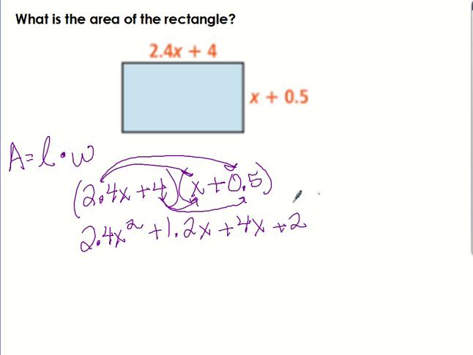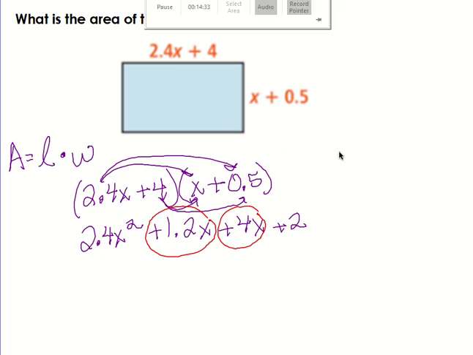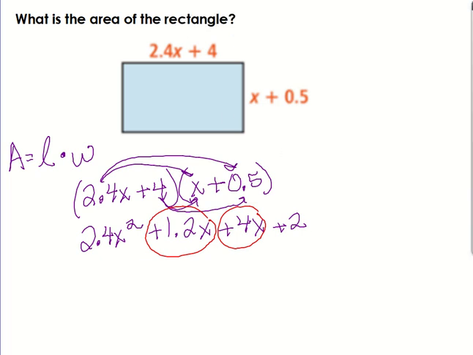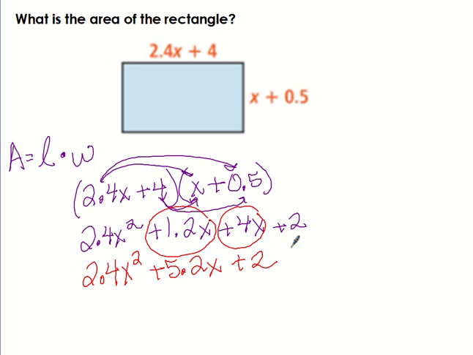And just like everything else, I'm going to get like terms here. Alrighty, so once I combine them, 2 and 4/10 x squared plus, this would be 5 and 2/10 x plus 2. So there's the area of my rectangle.